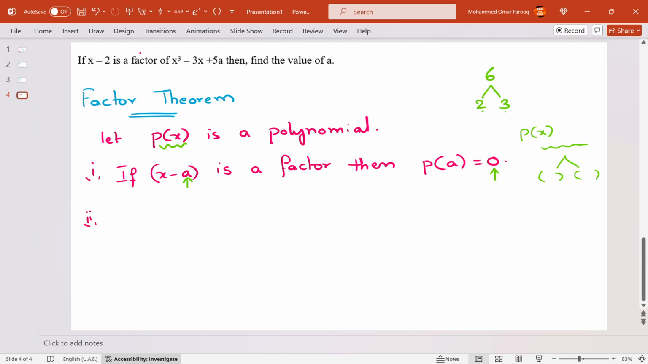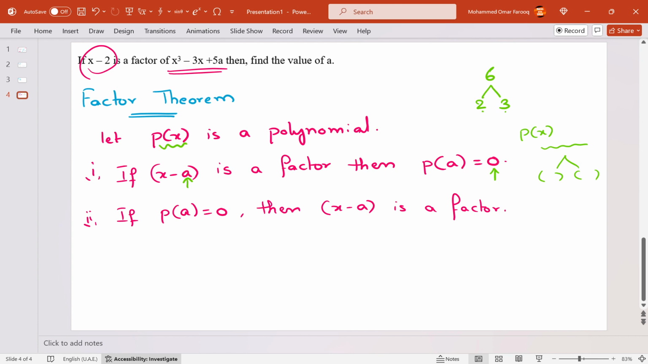They are related in one sense. Let p of x be a polynomial, and suppose somebody says that p of a is equal to 0, then x minus a is a factor. So these are vice versa. Now, using this factor theorem, what has been given: x minus 2 is a factor of x cube minus 3x plus 5a.